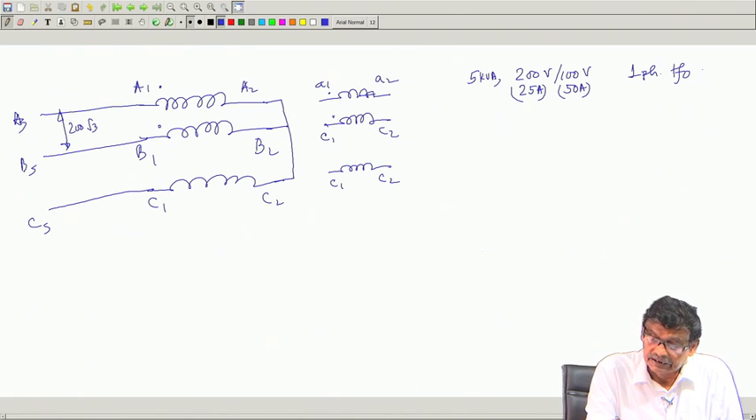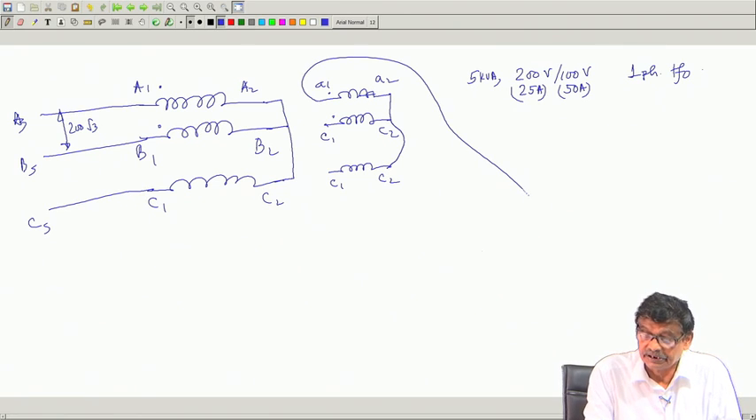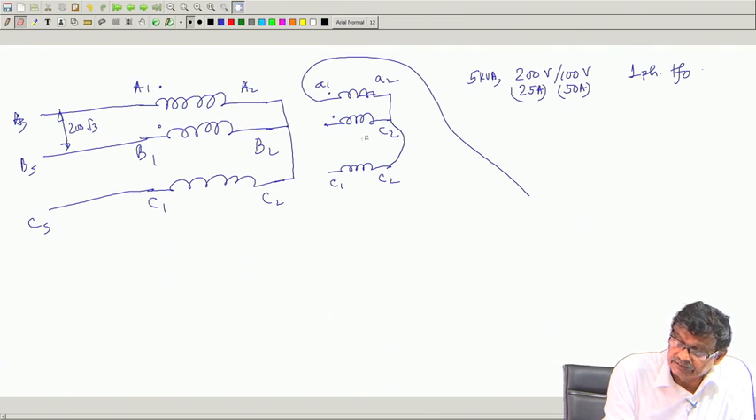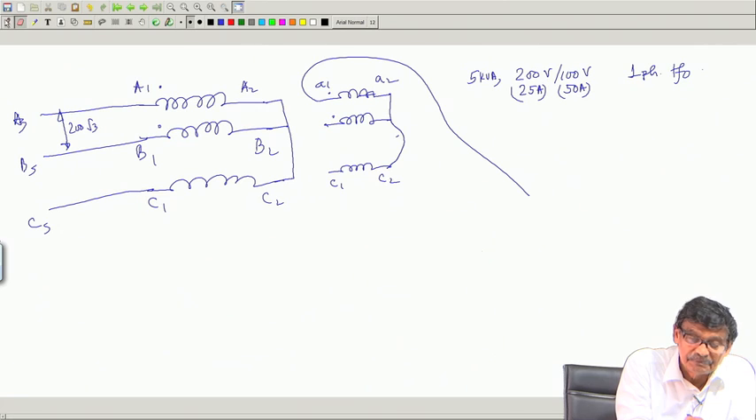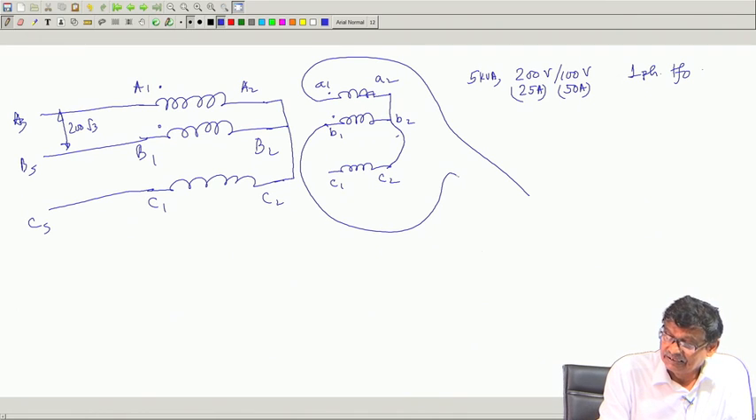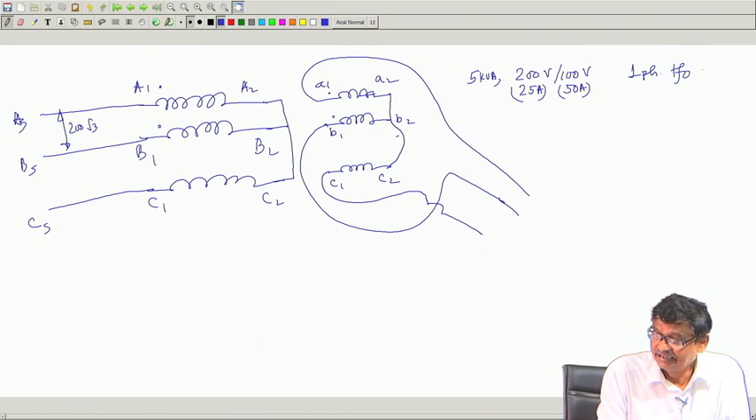And what I have done is I have shorted this, and I have taken output here. I am so sorry, here I made a mistake. This is A, B and C, these are my output terminals A, B, C, where 100 into root 3 you will get line to line. That is what I have told, I am just repeating this.